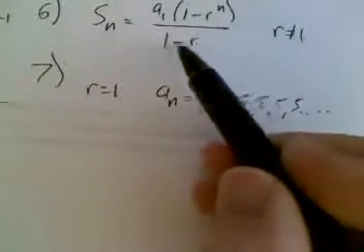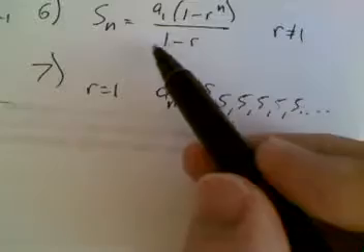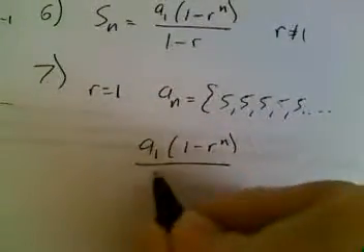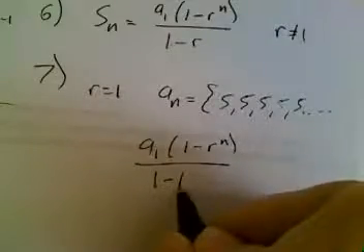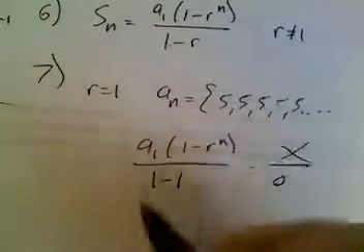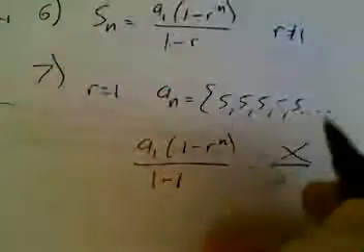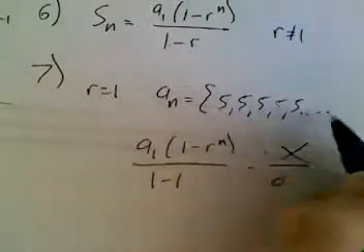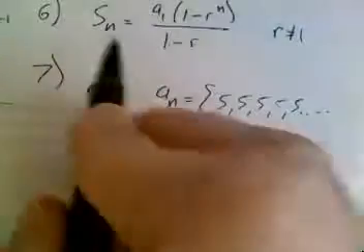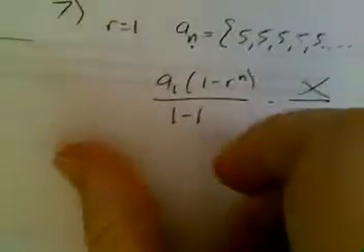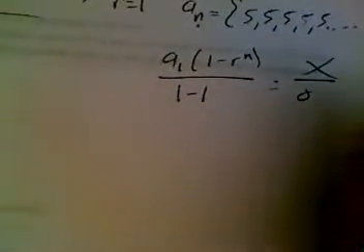Not to mention, if I plug in 1 for this, a sub 1, 1 minus r to the n, divided by 1 minus 1, I'm dividing by 0 then, so it's not actually possible for me to do this in terms of this particular sequence. If that's the case, honestly, you're just taking 5 and adding it up n number of times, whatever n is going to be. There's no need to use a formula for that, okay? We will go ahead and look at the partial sums in the next lesson.